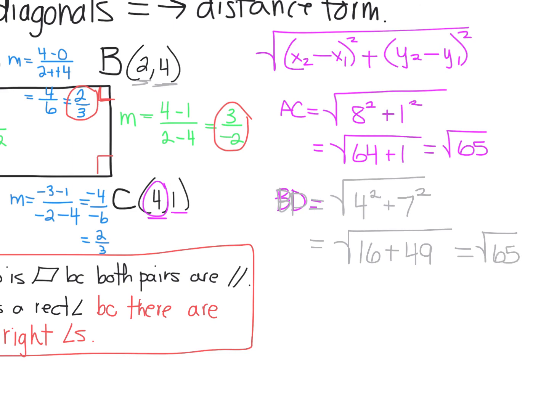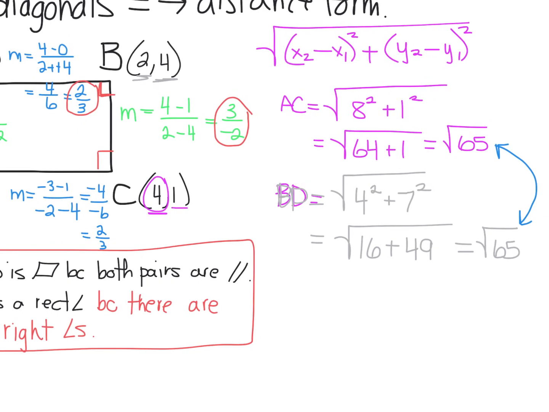But that shouldn't be surprising because we already knew that this was a rectangle, and a rectangle has congruent diagonals. So in this case, I would say it's a rectangle because it's a parallelogram with congruent diagonals. Again, once we get even more specific into other shapes, this won't suffice. You're going to have to go a little bit deeper. But for now, that would be fine.